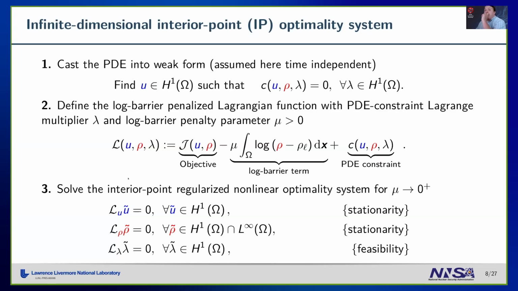One forms the interior point nonlinear optimality system, as shown here. So the stationarity of the Lagrangian, where these are first variations of the Lagrangian with respect to U and rho. And then there's feasibility, that the PDE constraint is satisfied here.